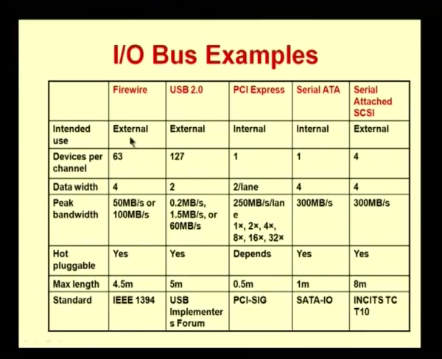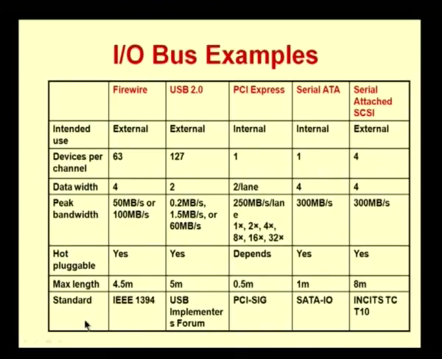What is the intended use, whether it is used as an internal bus or an external bus, and how many devices can be supported per channel using this kind of a bus, what is the data width, and then what is the peak bandwidth, how much data transfer it can sustain, whether it is hot pluggable, that is whether you can plug in a device even when it is working or not, that we call hot pluggable. Then what is the maximum length of the bus and what is the standard that is used for each of these buses. So, these are some details that we have in terms of IO buses. We will look at some of these details later. This is just to tell you that you have these different IO buses that are designed and that are in vogue.